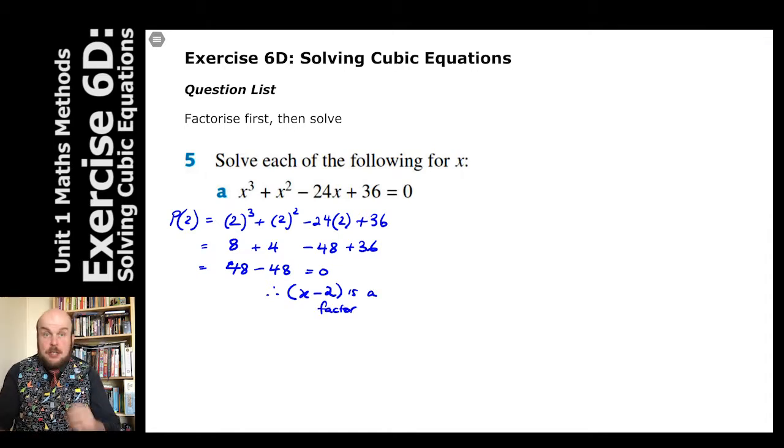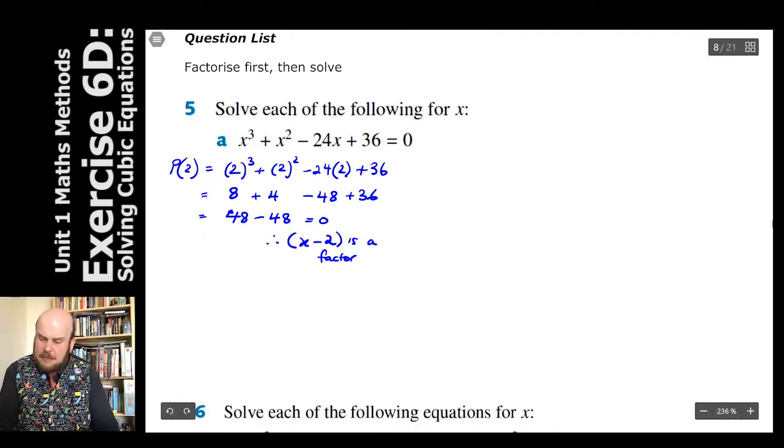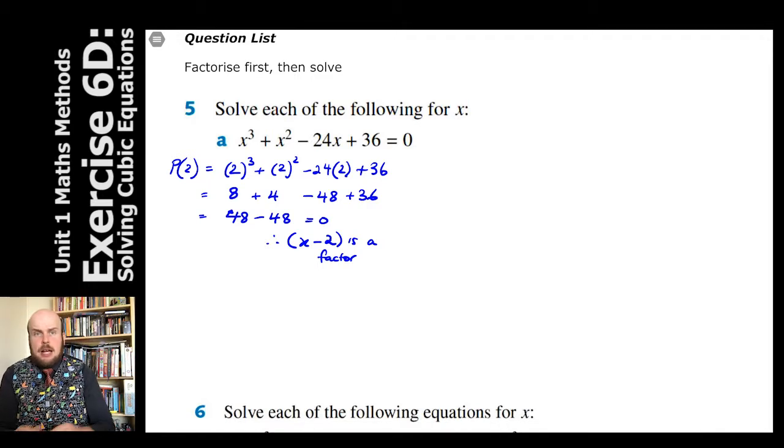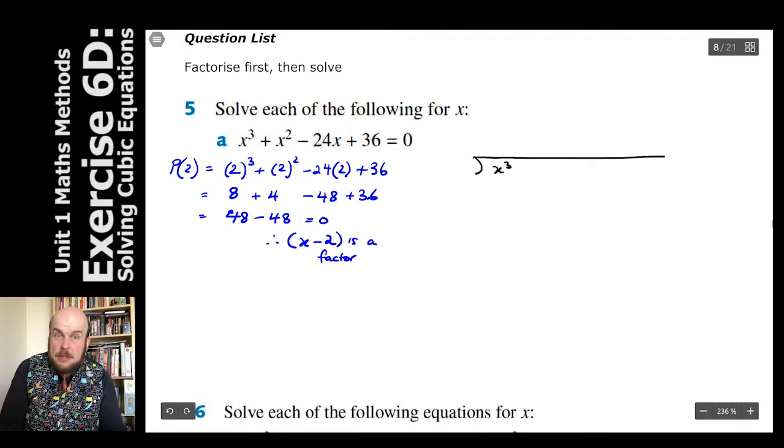So now we just need to do some long division. As I've mentioned before, some people prefer to keep slogging away trying to find factors that way because they dislike long division so much. If you're in that camp, that is fine. Whatever works for you. So we're going to go like this.